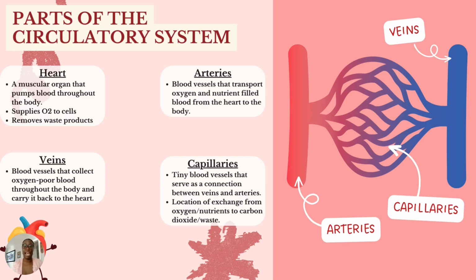And to the right side of the slide, there is a close-up of what the capillaries actually look like. So you have arteries, which have oxygen and nutrients, and then you have veins, which have waste and deoxygenated blood. So the capillaries are essentially a connection between the arteries and the veins where an exchange occurs.